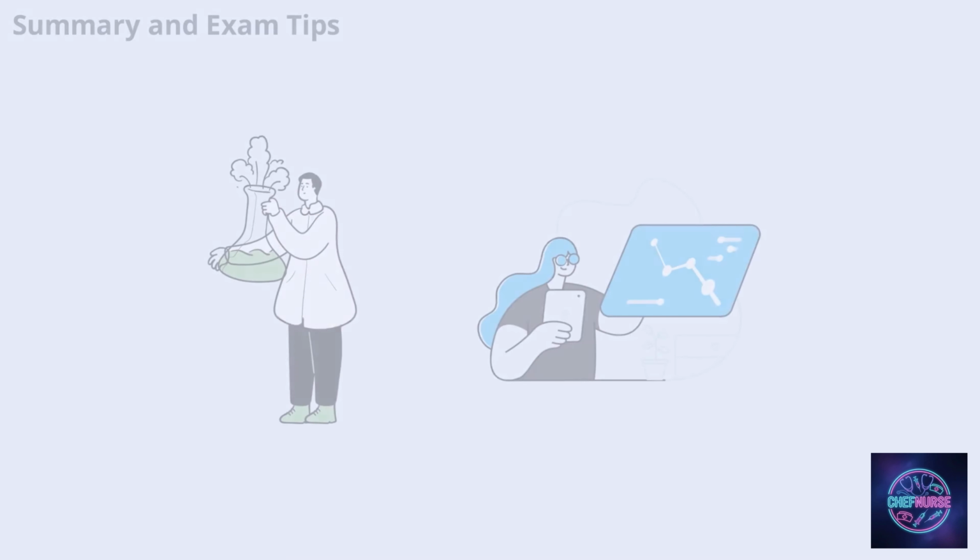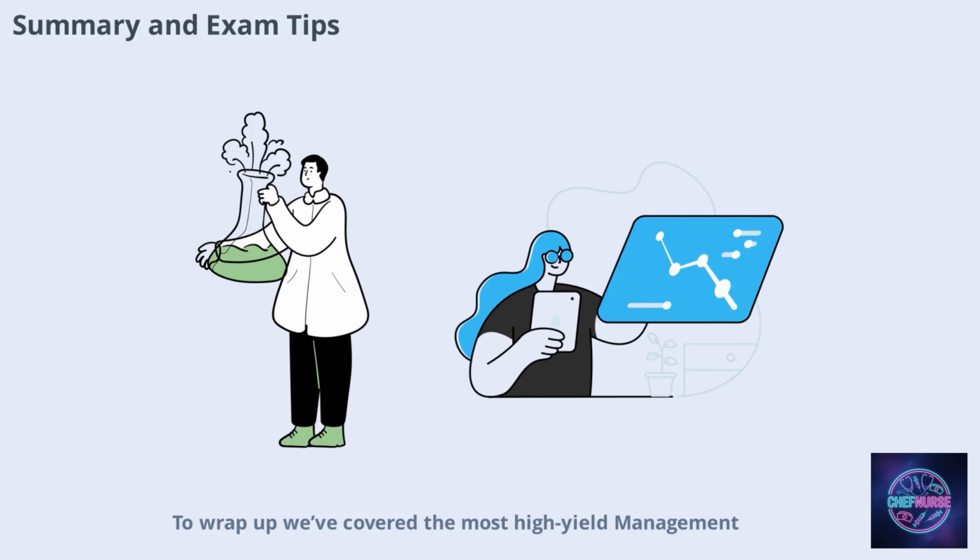To wrap up, we've covered the most high-yield management of care topics for the NCLEX-RN exam. Remember to focus on delegation, prioritization, legal and ethical principles, and effective communication. Practice applying these concepts to different scenarios, and use frameworks like the ABCs and Maslow's hierarchy to guide your decisions.